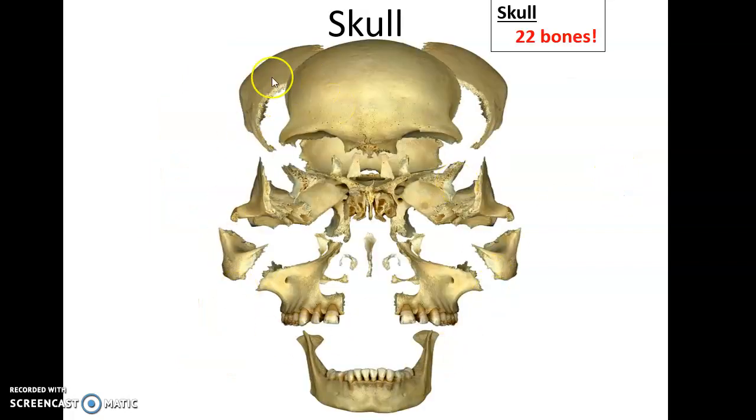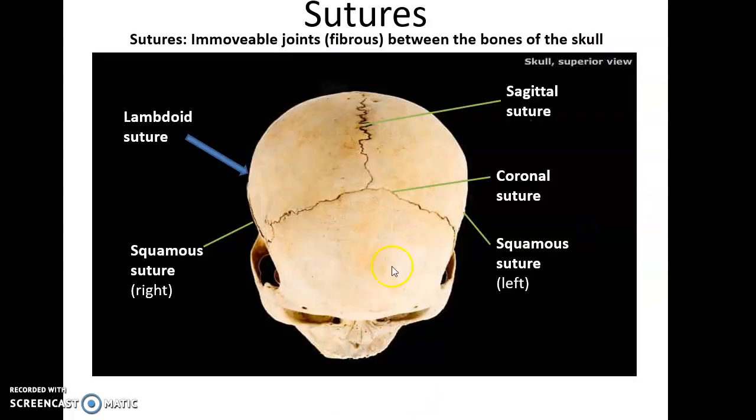So 22 bones in the skull. Bet you didn't think that was the case. Boy, they look weird. So when bones in the skull come together, they form immovable joints. These immovable joints are called sutures. There are 5 sutures whose names you'll need to know.